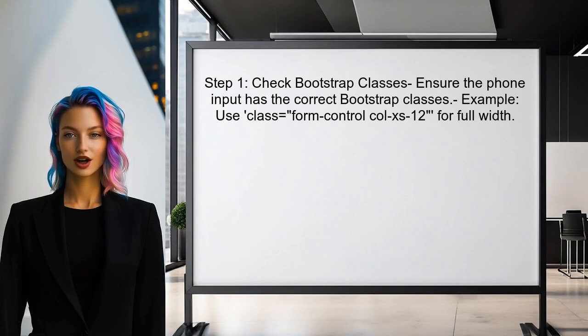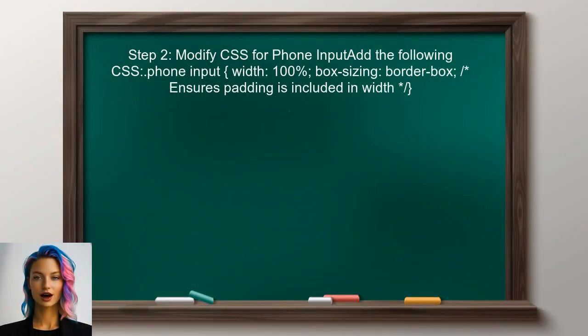To address the issue of the phone input not taking the full width of the form, the user should first ensure that the Bootstrap classes are applied correctly. This can be done by checking the column classes in the form layout. Next, the user should modify the CSS for the phone input. They can add a custom style to ensure that the input field expands to fill the available space without losing the functionality of the intlTelInput library.